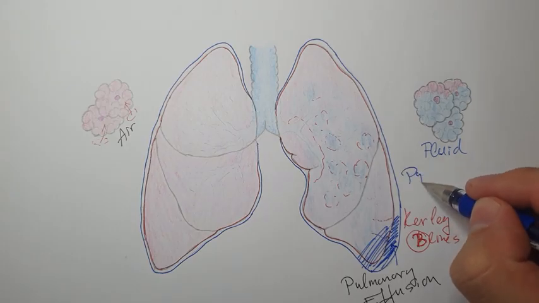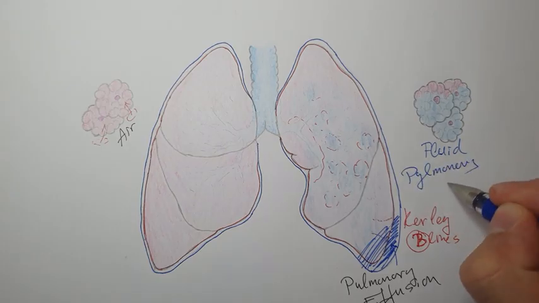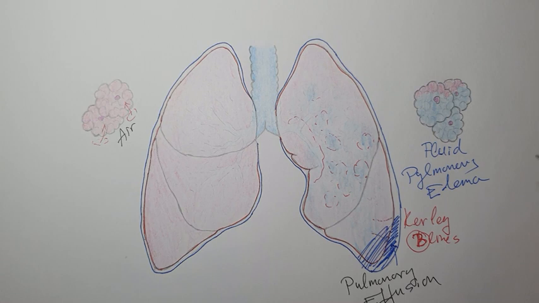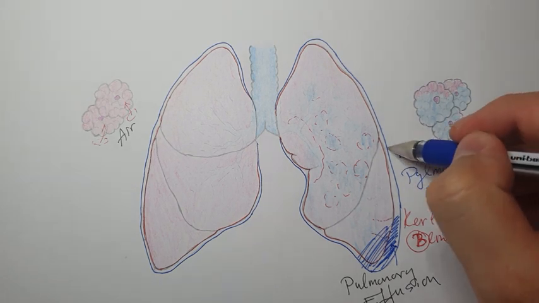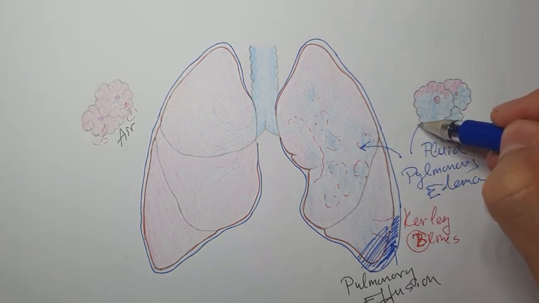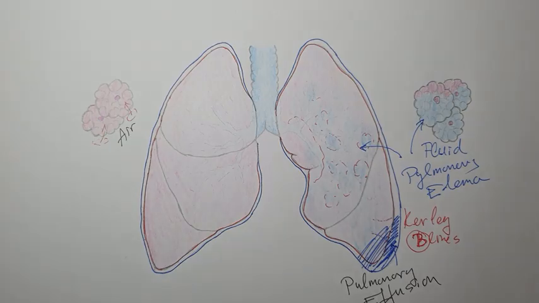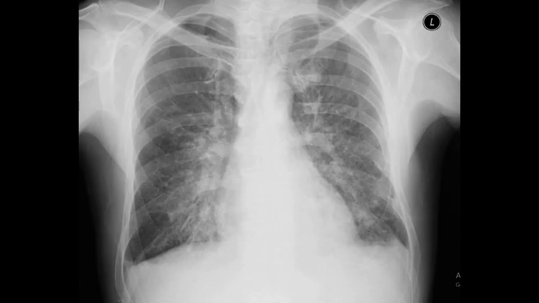Pulmonary edema is fluid accumulation in the lung tissue or the alveoli. So that is important to know why these two terms are different. Now we will see some x-rays. So now we will look at pulmonary edema x-rays.